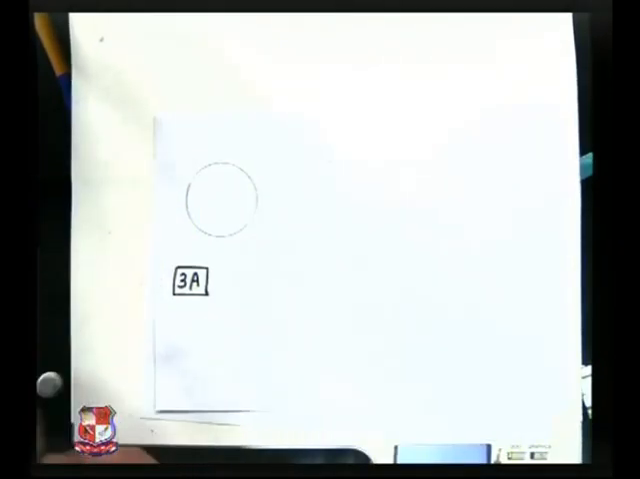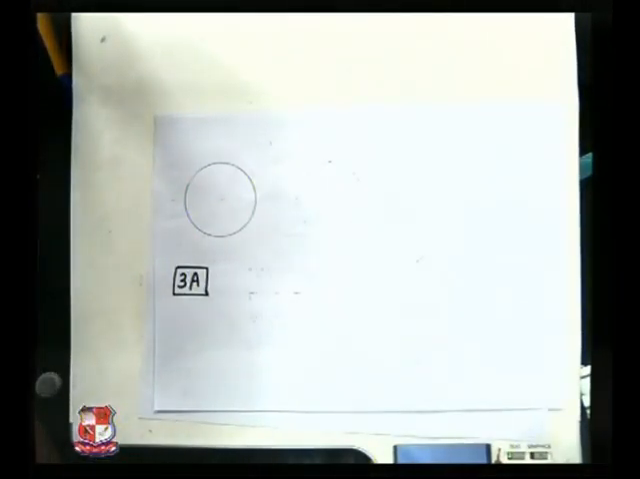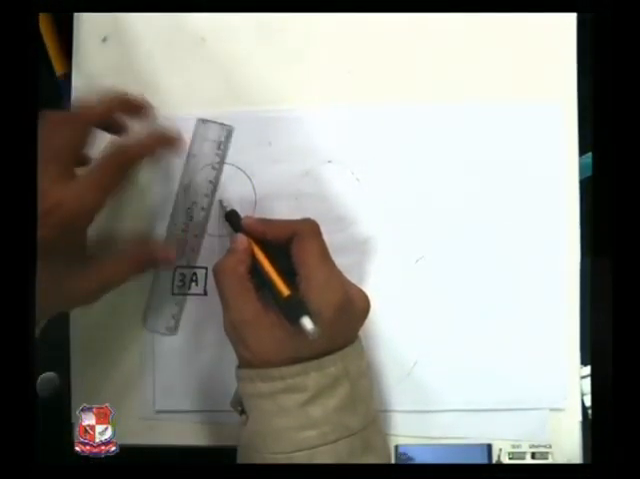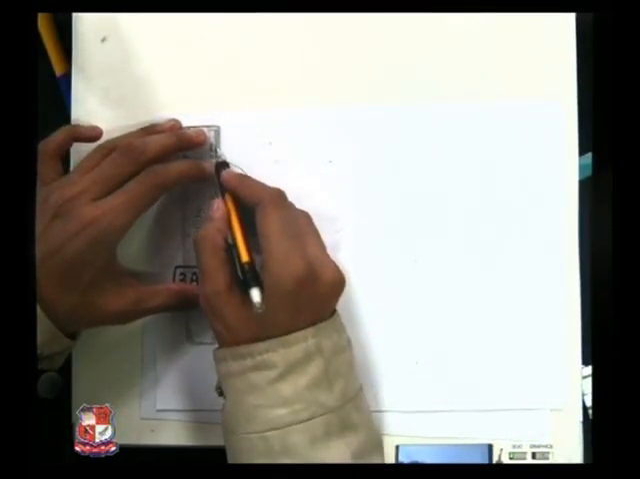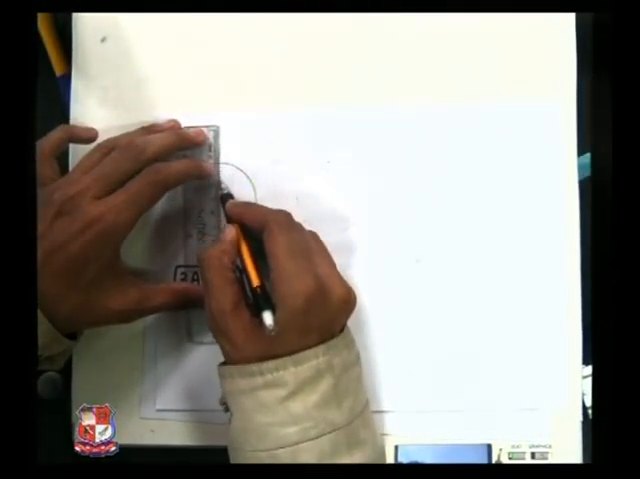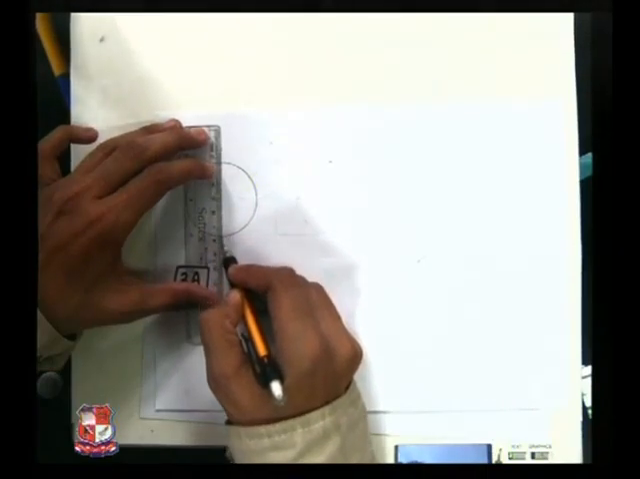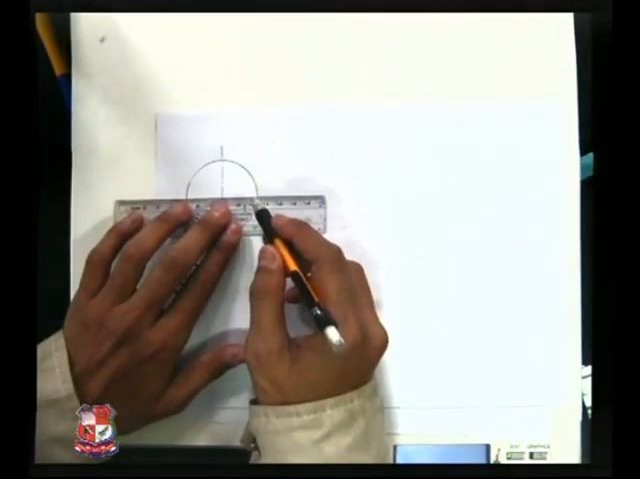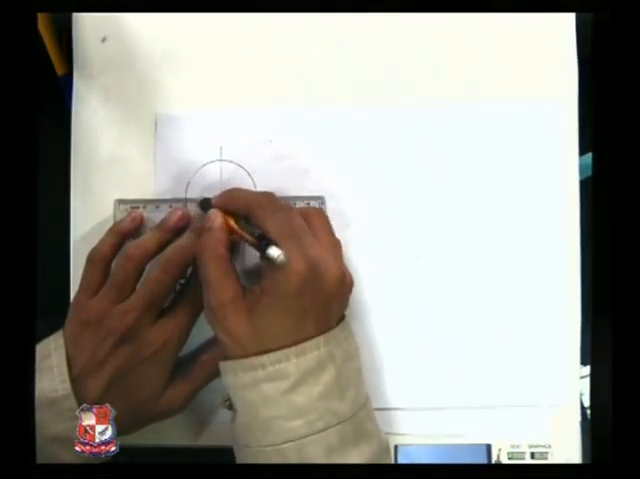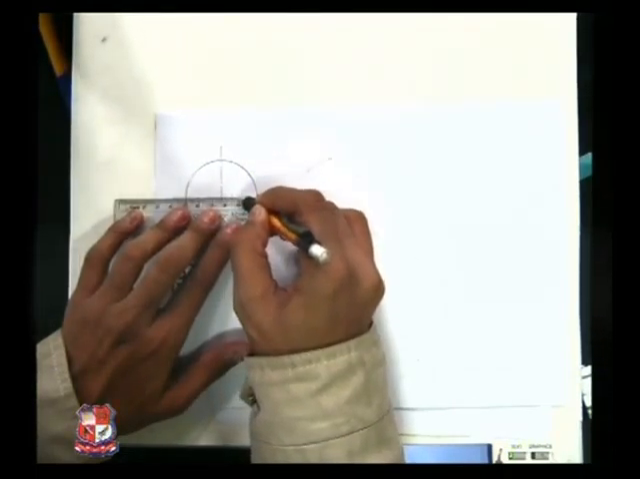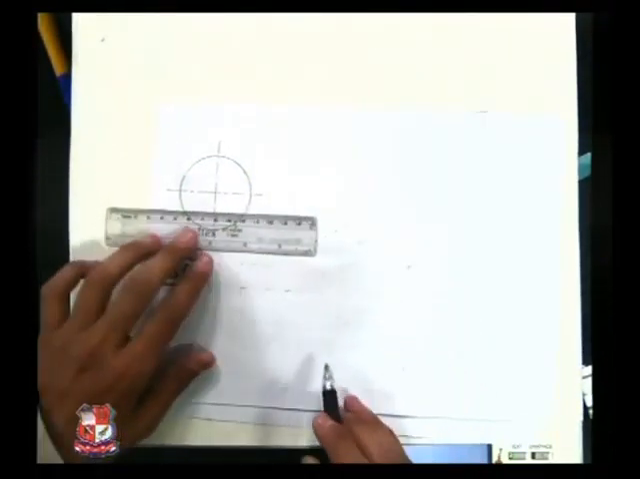and draw its axis. Vertical axis, this one, as well as horizontal axis like this, and draw its front view.